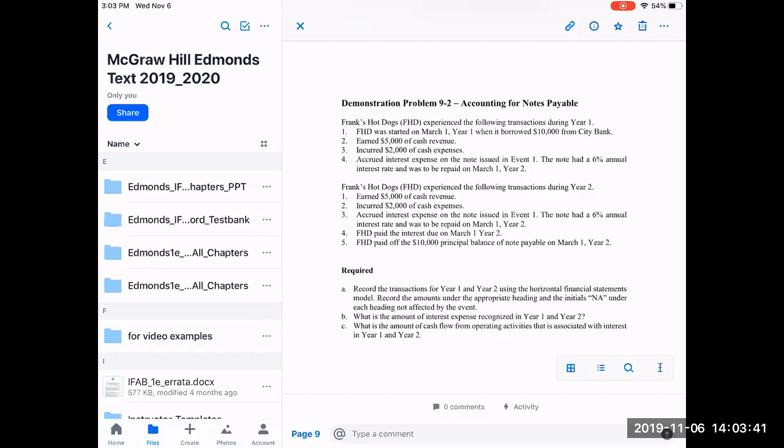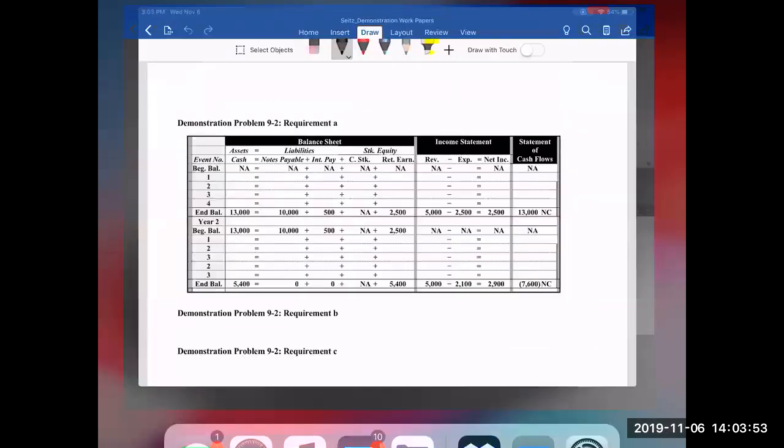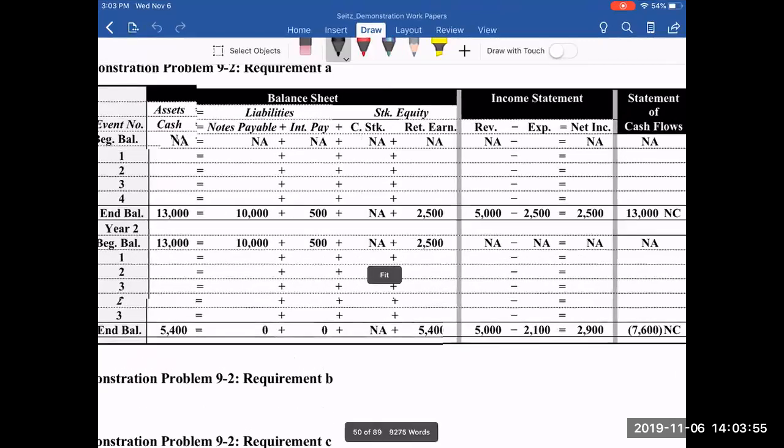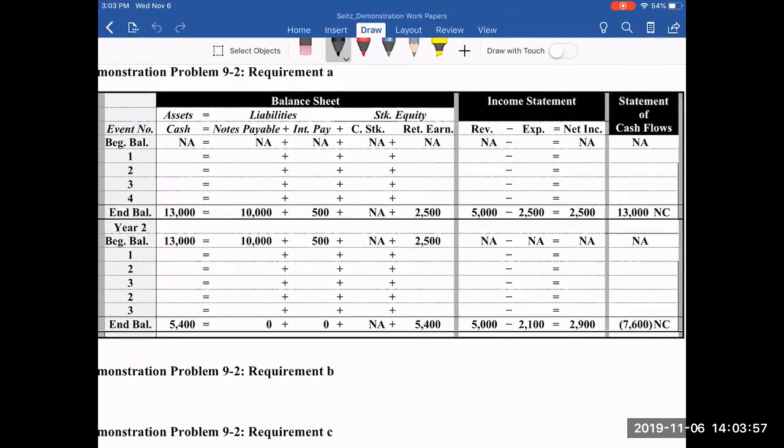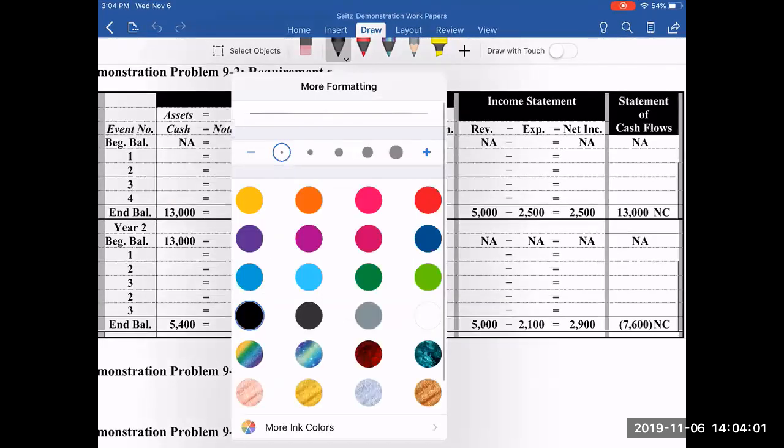We're going to answer the question, what is the amount of interest expense recognized in year 1 and year 2? And then what is the amount of cash flows from operating activities associated with that interest expense? So it's essentially asking you, when did you actually pay the interest, even though you incurred it, meaning you used it? In year 1, was there any actual cash being paid?